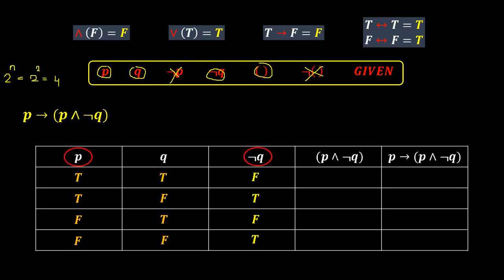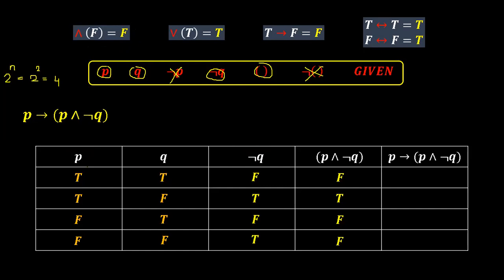But take note that the connector is a conjunction. When we say conjunction, if one value is false, then the truth value is false. So if you see one F, automatically the truth value is false. Here, true and false has an F, so that is false. True and true has no F, so that is true. F and F, that is false. F and T has an F, so that is false.